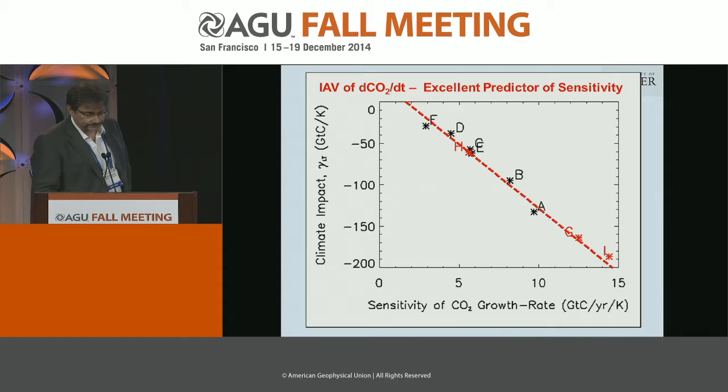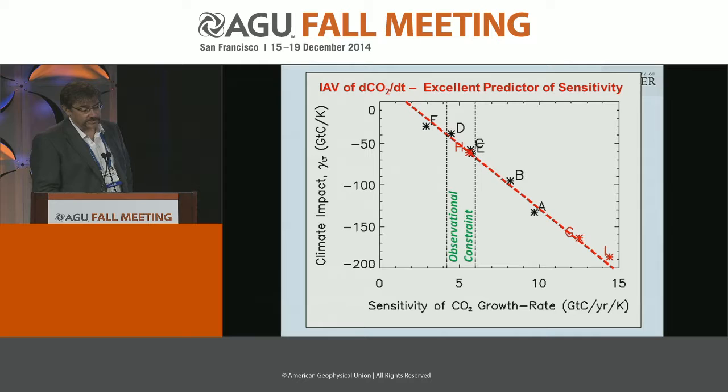Okay, so what do you do with that now? So now we've got our constraint from the observations. We've got some estimate of how good this straight line is. And even I can do the stats here. You can work out from the uncertainty on the x-axis and the uncertainty on the straight line, the uncertainty on the y-axis.